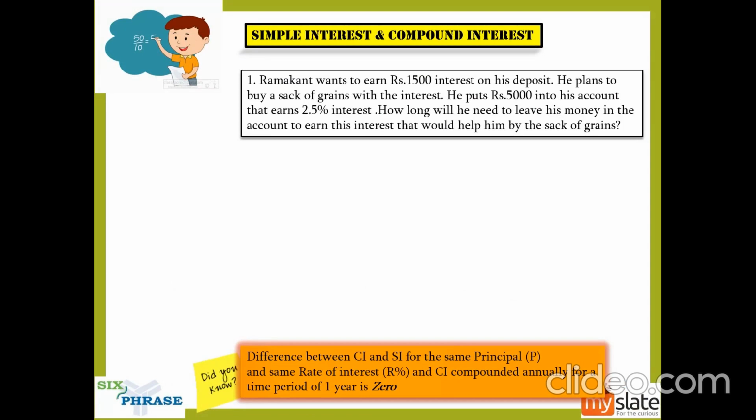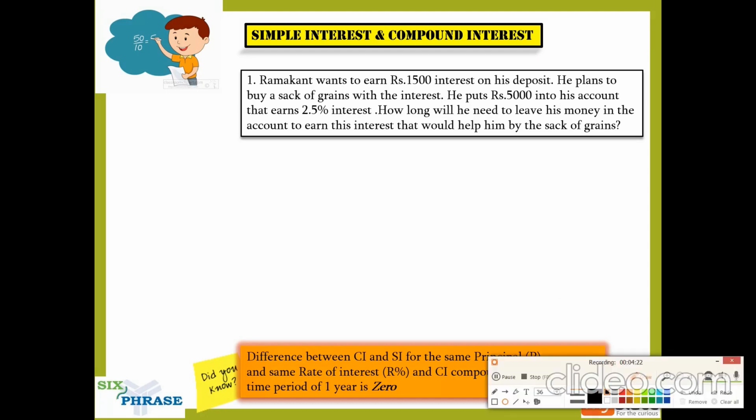Ramakant wants to earn rupees 1500 interest on his deposit. He plans to buy a sack of grain with the interest. Now, this is what I call unnecessary information, but they give this to make you tired. They want you to read this. He plans to buy a sack of grains with the interest.